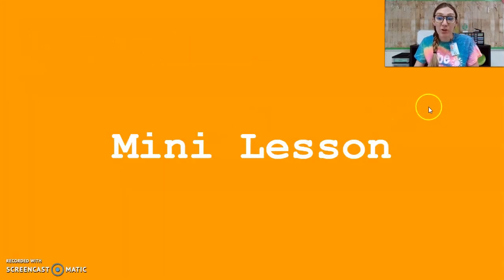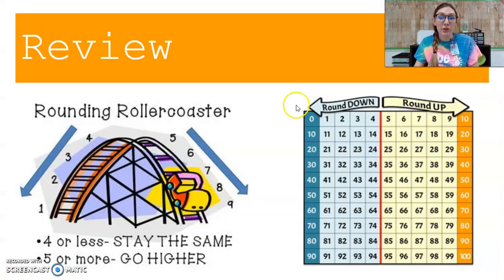All right, let's go ahead and jump into our mini lesson. So first I want to review what we already know about rounding. You may have a lot of experience with this rounding roller coaster, where if your number is 4 or less, or 3, 2, 1, then you drop down and you stay that same number, right? Or if you have 5 or more, then you go to the next biggest one.